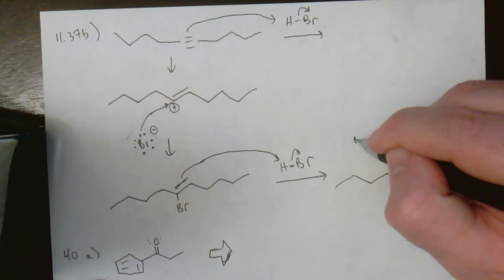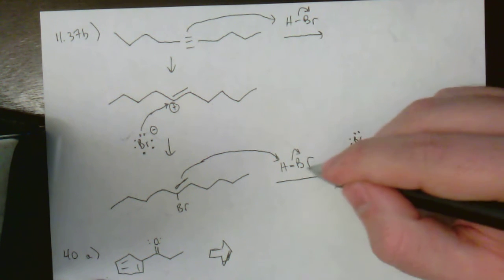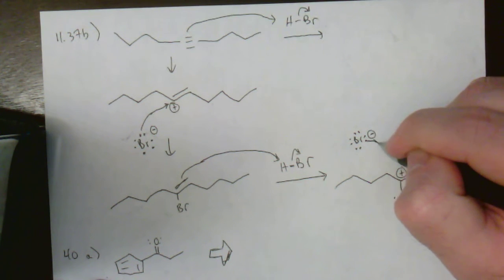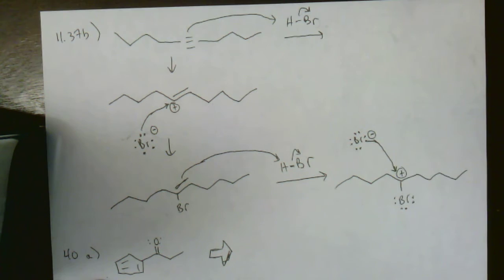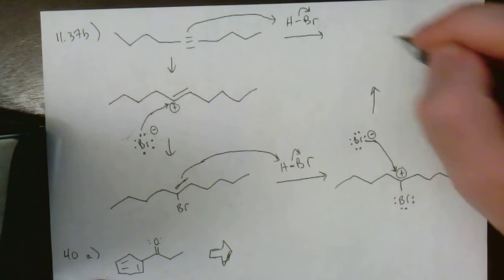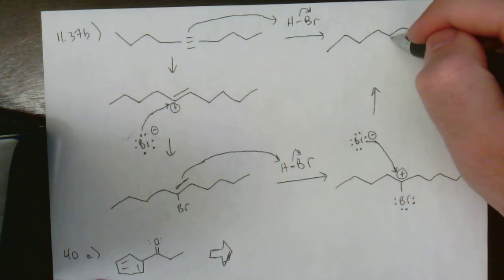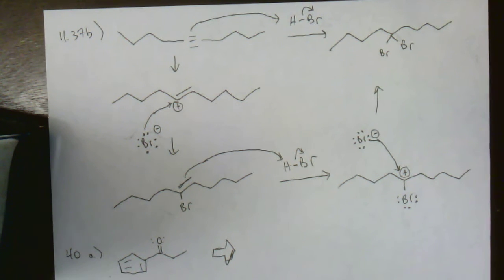Okay. Then again, my bromide I generated from this step is going to still be hanging around to attack that carbon as well. Okay, so I end up putting two bromines on the same carbon and taking my triple bond all the way down to just an alkane now.